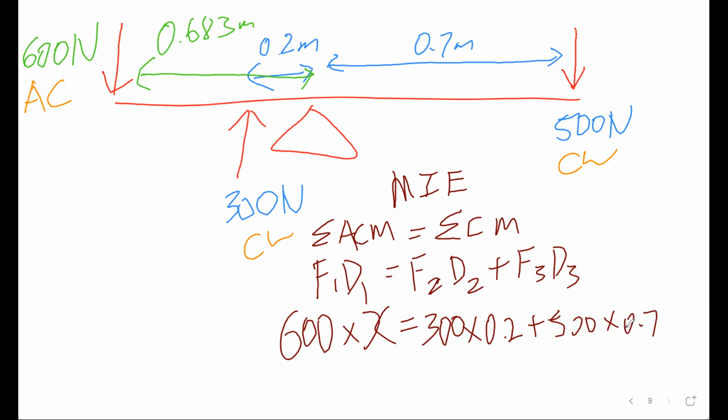Press this in your calculator. How much would this be? 350, 120, so 470. Oh, sorry, 16. My bad. So it's 410 divided by 600. Right? Is that a correct answer? 0.683.